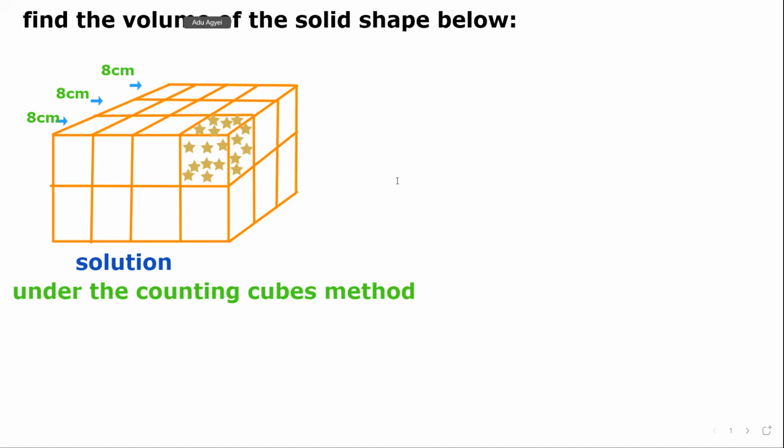So you just multiply 8 by 3, or you add 8 plus 8 plus 8. Okay, so it's either you add or you multiply the 8 by 3 here.